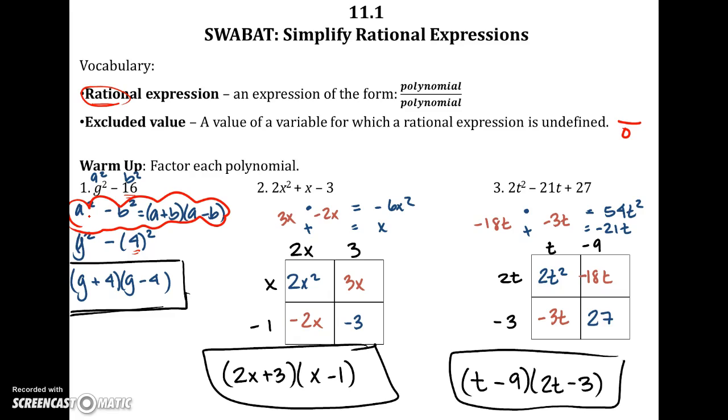The other thing that's really crucial to this is factoring using boxes. So for number 2, using a box to factor, I have 2x plus 3 and x minus 1. For number 3, using a box, I had to come up with two numbers that multiply to give me 54 and add to give me negative 21. I had negative 18t and negative 3t. So when I factored, I have t minus 9 times 2t minus 3.